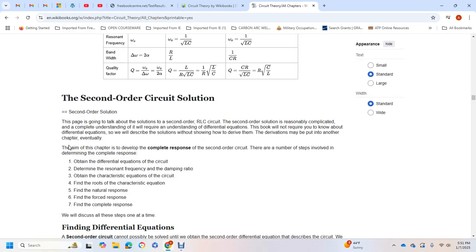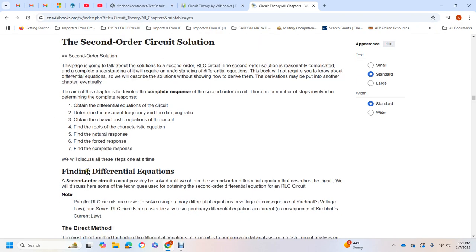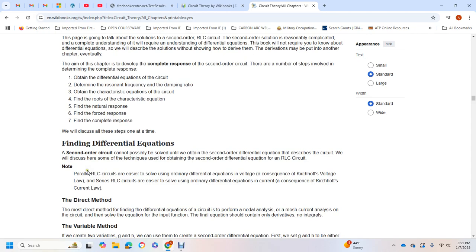The aim of this chapter is to develop a complete response for a second order circuit, with a number of steps involved in determining the complete response. Obtain the differential equation of the circuit, determine the resonant frequency and the damping ratio, obtain the characteristic equation of the circuit, find the roots of the characteristic equation, and find the natural response and the forced response for the complete response. We will discuss the steps one at a time.